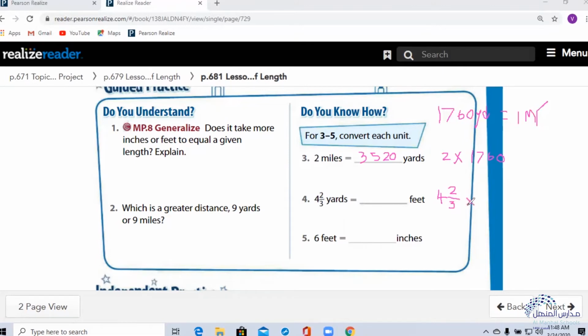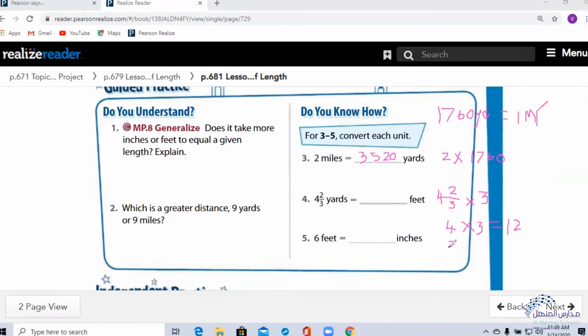Multiply with 3. Where did I get this 3? It is in my data table. I know that 3 feet equals 1 yard, but they want to know how many feet are there in 4 of those yards. So I have to multiply that with 3. So 4 multiplied with 3 gives me the answer of 12. But that's only 4 yards. I still have 2/3 left.